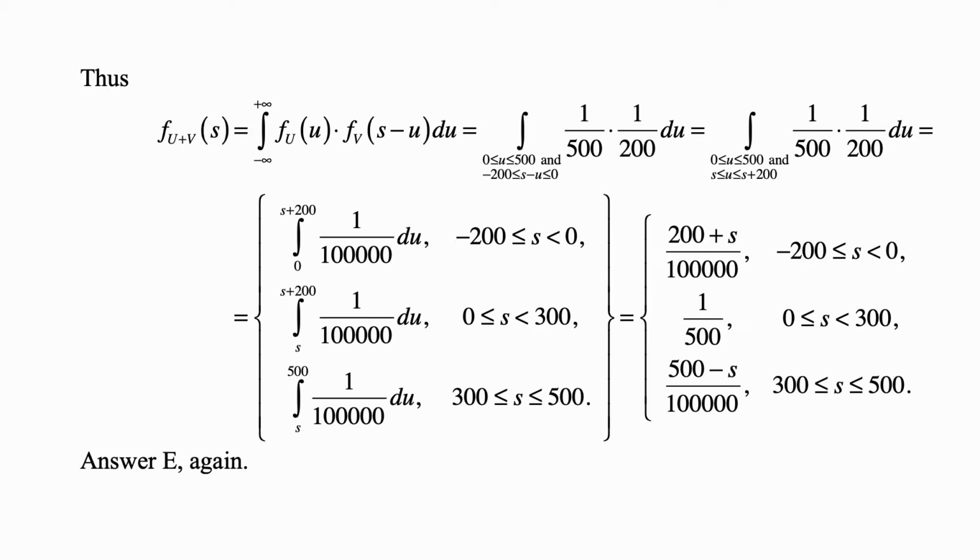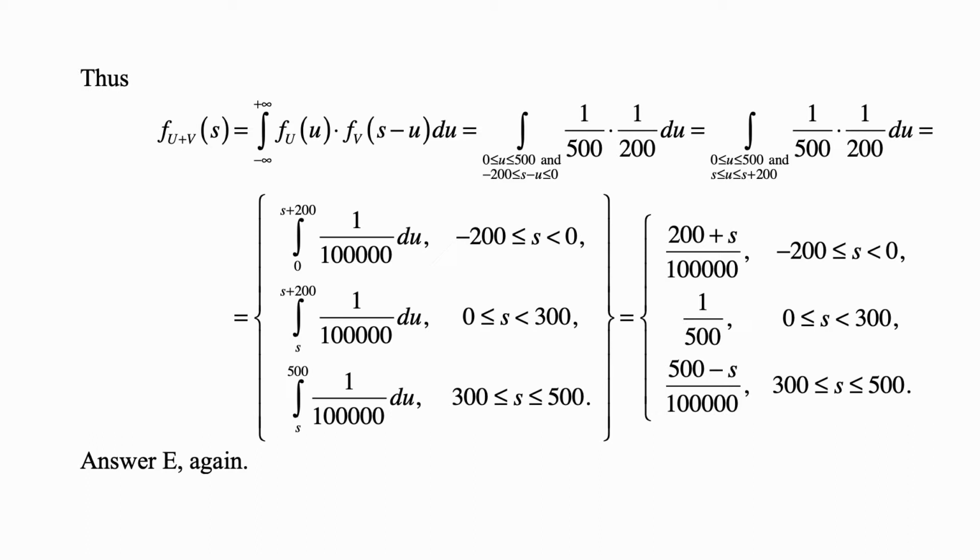When s is between 0 and 300, the intersection is from s to s plus 200, the intersection of the two intervals. One where u is between 0 and 500, and the other one where u is between s and s plus 200. So in this case, the length of the interval where we're taking the integral is 200, and we're taking the integral of a constant, so we're basically multiplying 200 times 1 over 100,000. That's 1 over 500, and that's for s between 0 and 300.